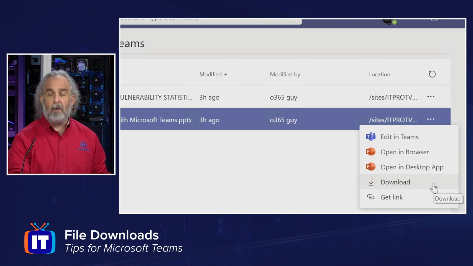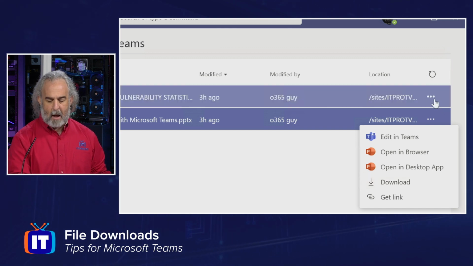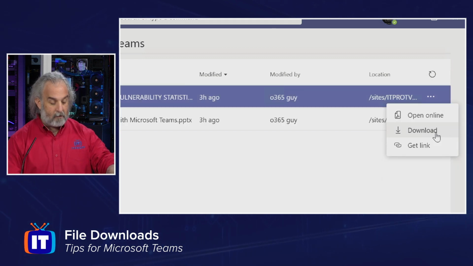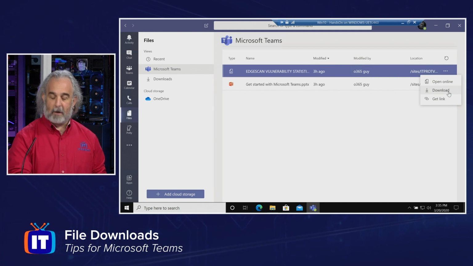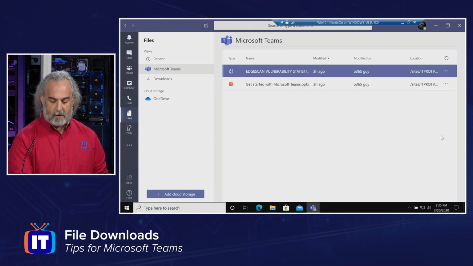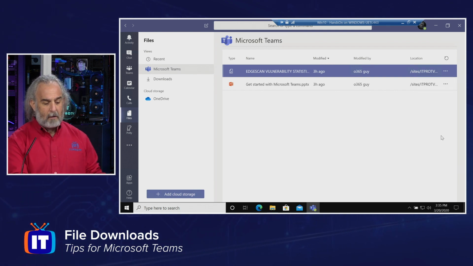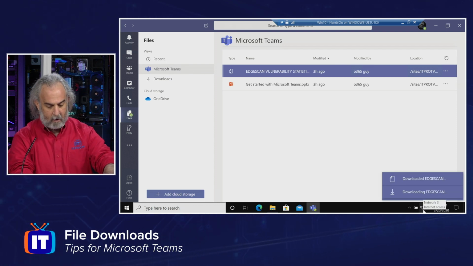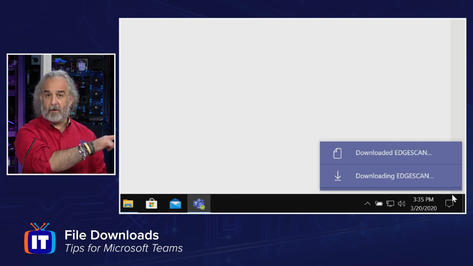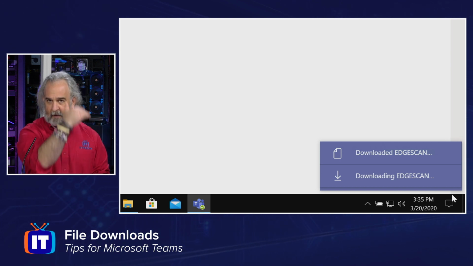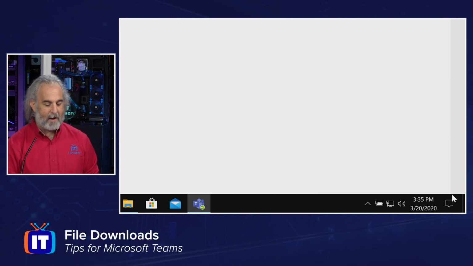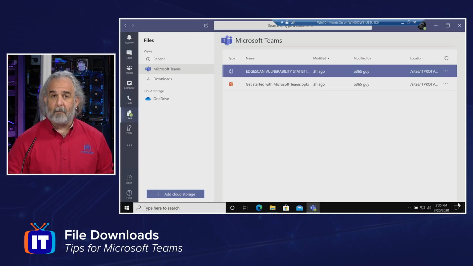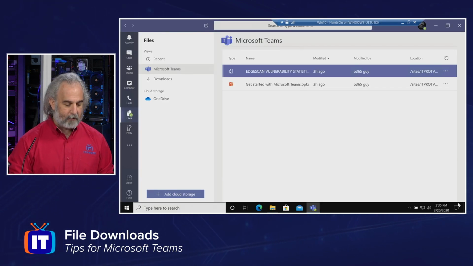So if we want to download a file, I can click on this. I can click download. Now let me zoom out so you can see what happens when I do this. When I do that, the download of the file, you'll see right down here, starts and takes place. It shows me it is downloading, and then essentially shows me it's completed and it has downloaded. Those are just little notifications that pop up at the lower right-hand side of our screen.